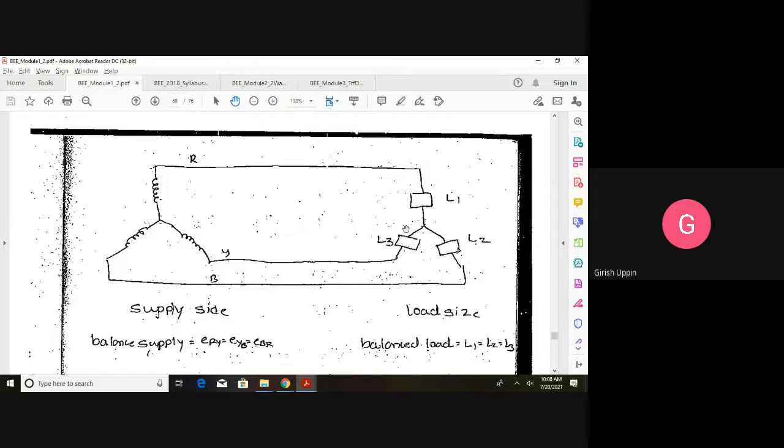Suppose we have the same impedance but the nature is different, meaning this is RL with an impedance of 100 ohm, but this is RC with an impedance of 100 ohm. Then we cannot call it a balanced load. Its nature has to be exactly the same. If it is RC, this has to be RC, this has to be RC, and all of them should have an impedance of 100 ohm. Then we call it a balanced load.